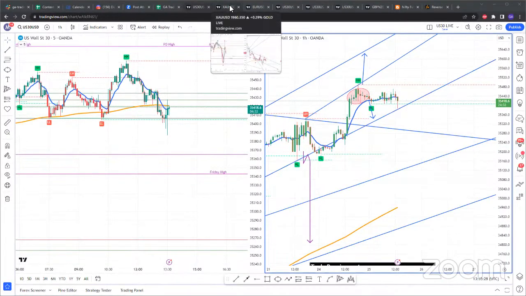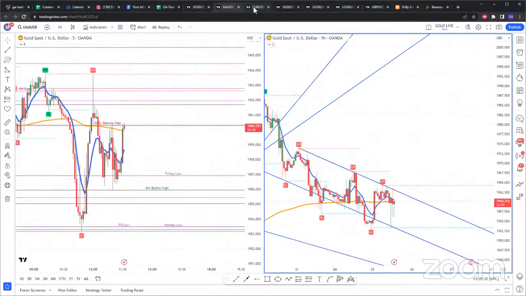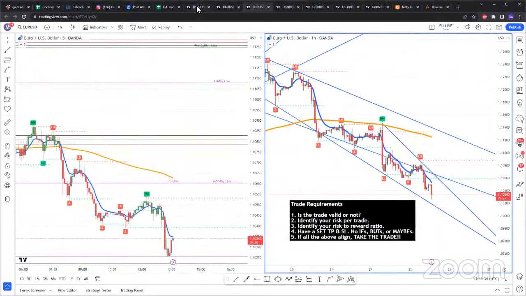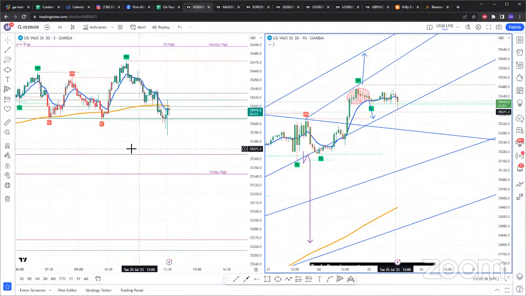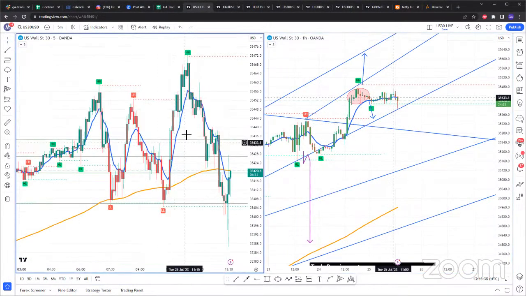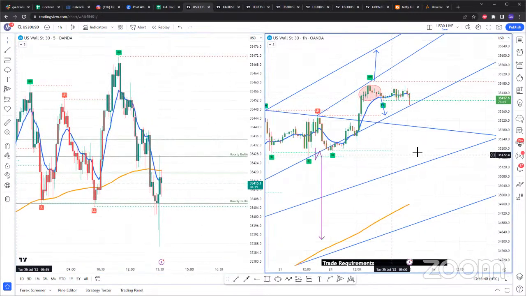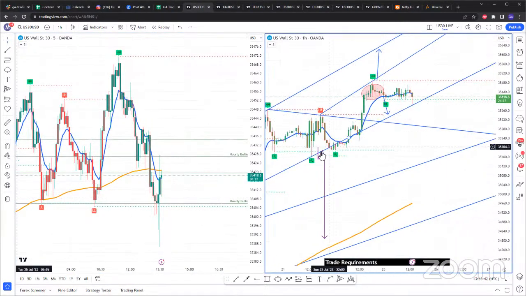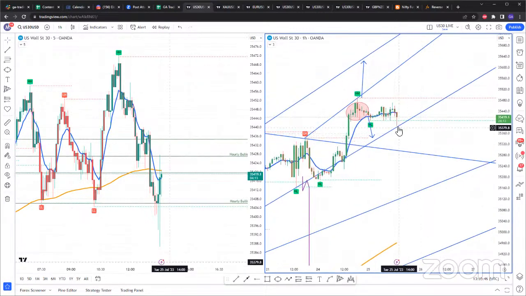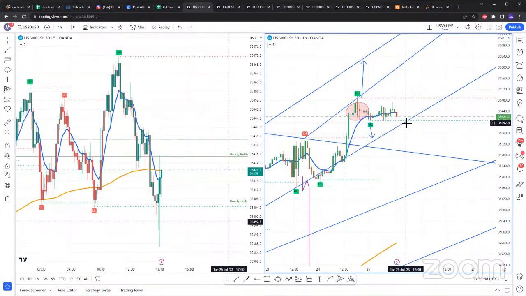As usual, we'll be going over analysis for US 30, gold, and EU. So just going over a basic overview of these three instruments that we trade. Looking at US 30 on the hourly time frame, we are stuck between this trend line to the downside, and you can see how they're holding this trend line. I am still biased for sales on US 30.